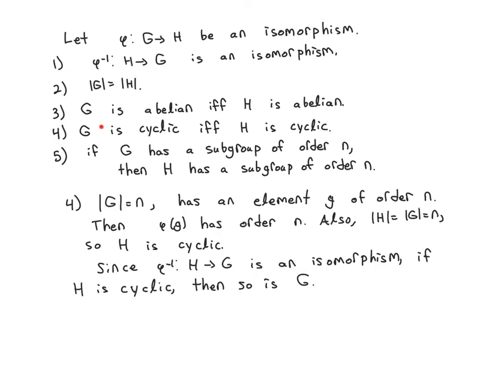Alright, now let's look at 4. Suppose G is cyclic. Well, suppose it has order n, and then suppose it has an element g of order n. Then in the previous video, we proved that phi of g also has order n. By property 2, the two groups have the same size. So H has an element, namely phi of g, of order the size of the group. That means H is cyclic.